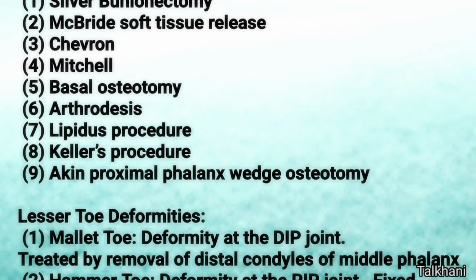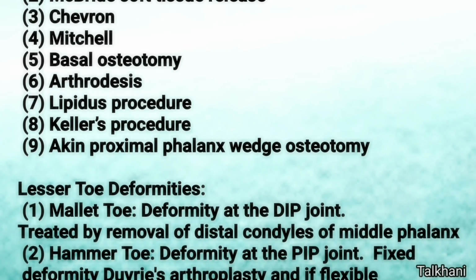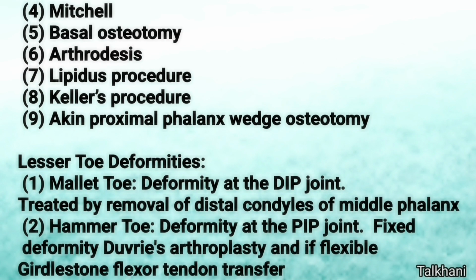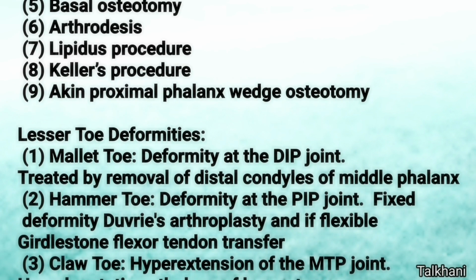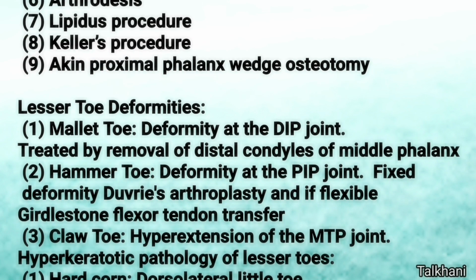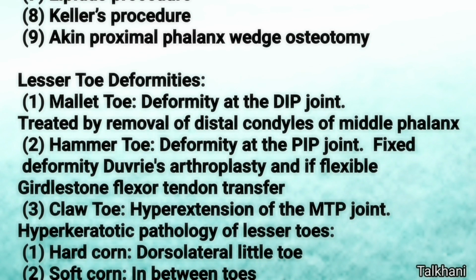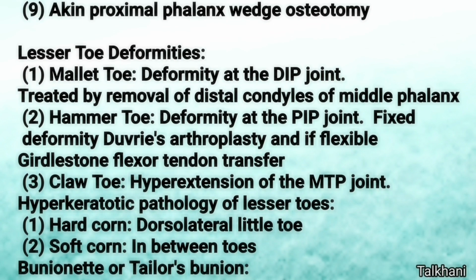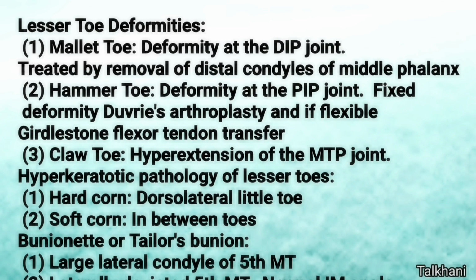Lesser toe deformities are: 1. In mallet toe, flexion deformity is at the DIP joint. Treatment is by removal of distal condyles of middle phalanx. Number 2. In hammer toe, flexion deformity is at proximal interphalangeal joint. Fixed deformity is treated with Duvries arthroplasty, and if the deformity is flexible, Girdlestone flexor tendon transfer is considered. Number 3. Claw toe is hyperextension deformity of the MTP joint associated with any type of deformity at DIP and PIP joints.